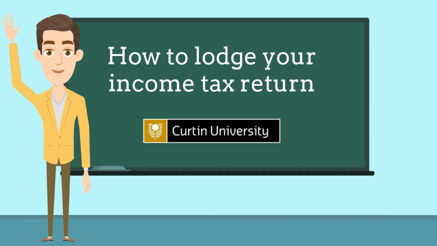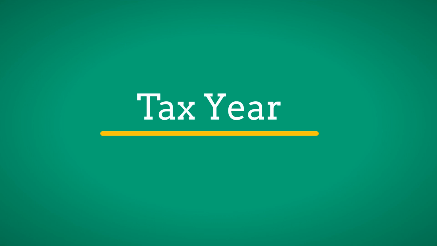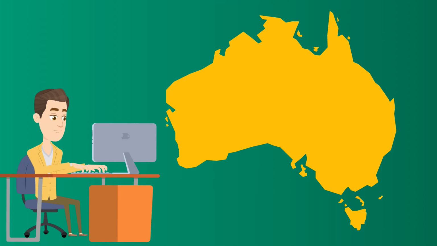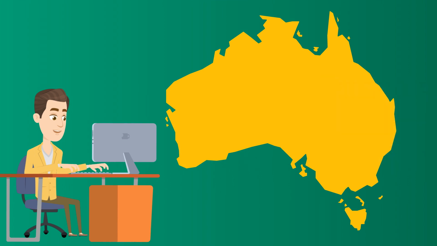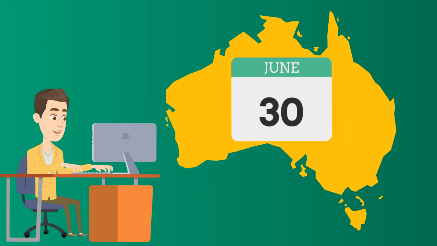Today we will talk about how to lodge your income tax return. In Australia, taxpayers need to lodge an income tax return based on the activities in the year starting on 1st July to 30th June of the following year.